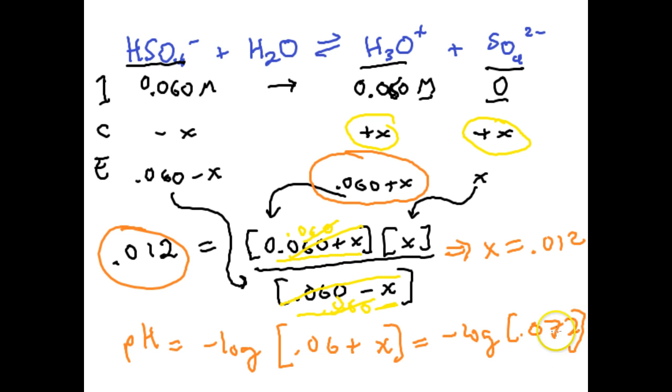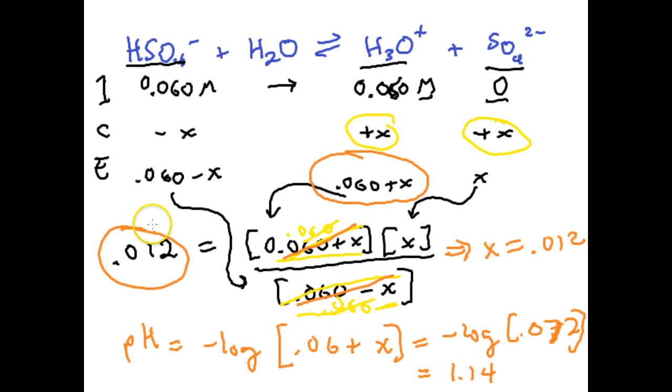So that's going to mean the negative log of 0.072. The negative log of 0.072 is 1.14, and that's one of the answer choices. So these AP people expected you to make this approximation. I disagree with the accuracy of that approximation in this case.